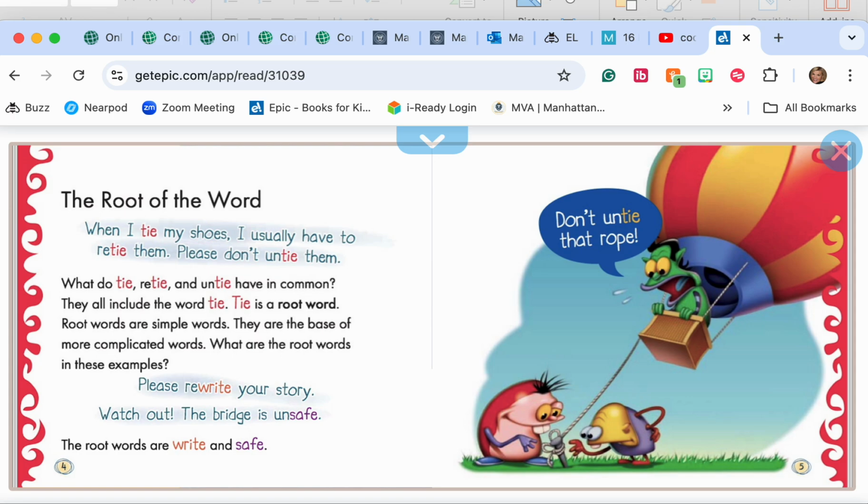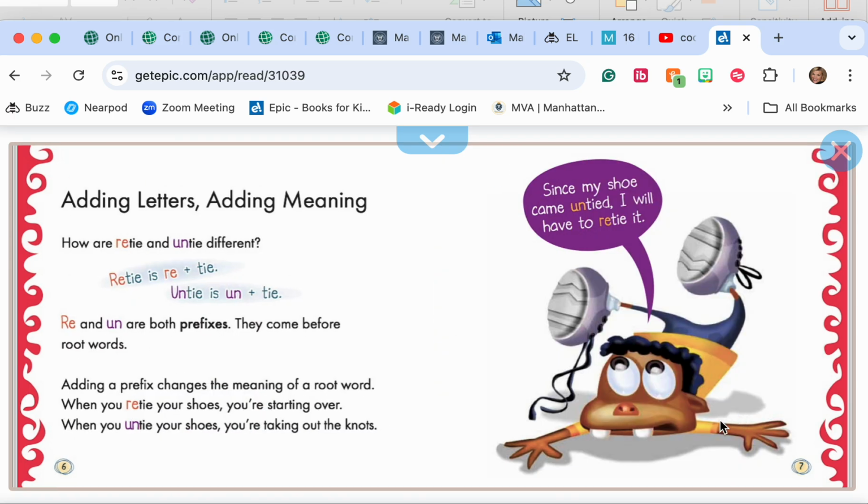So what are root words in these examples? Please rewrite your story. Watch out, the bridge is unsafe. The root words are right and safe. So here we go. Don't untie the rope. So un is an example of a prefix there.